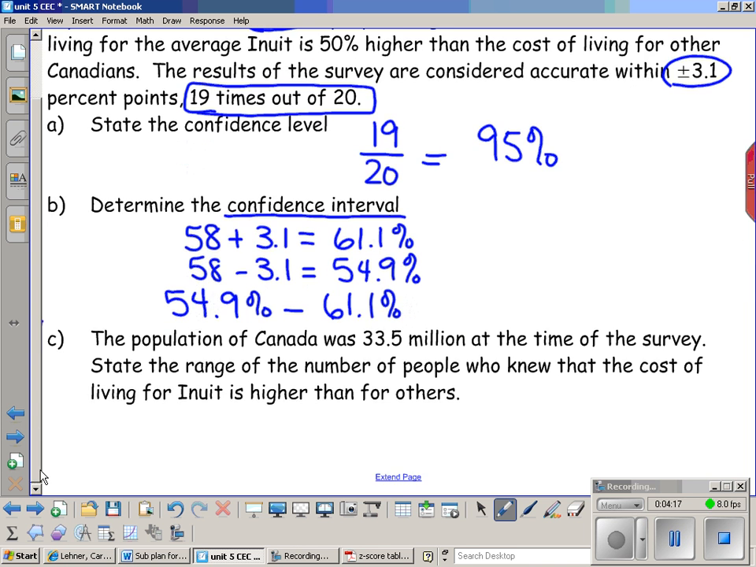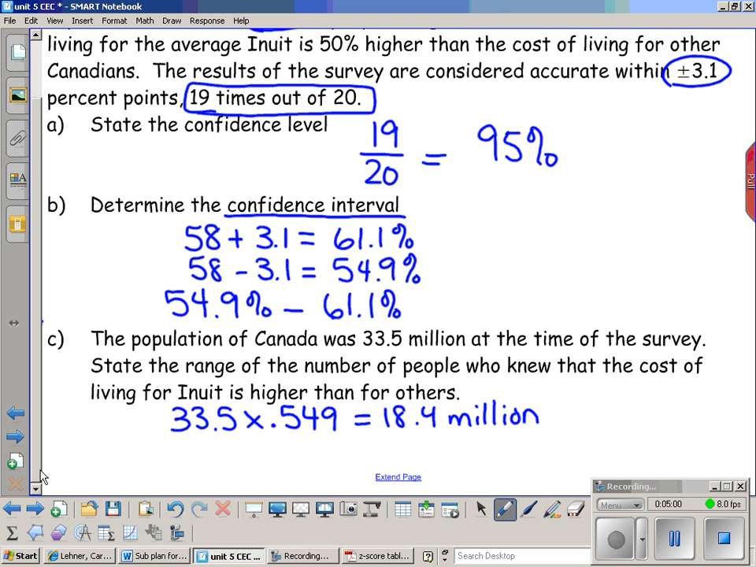So if the population of Canada was 33.5 million at the time of the survey, we want to state the range for the number of people who knew that the cost of living for Inuit is higher than for others. So what we do here is we use our confidence interval. Our low range was 54.9%. So we have 33.5 million people. We want to find 54.9% of that. So we need to change our percentage to decimal form, and we get 18.4 million. So if the true percentage was at the low end, then 18.4 million people would know this fact.